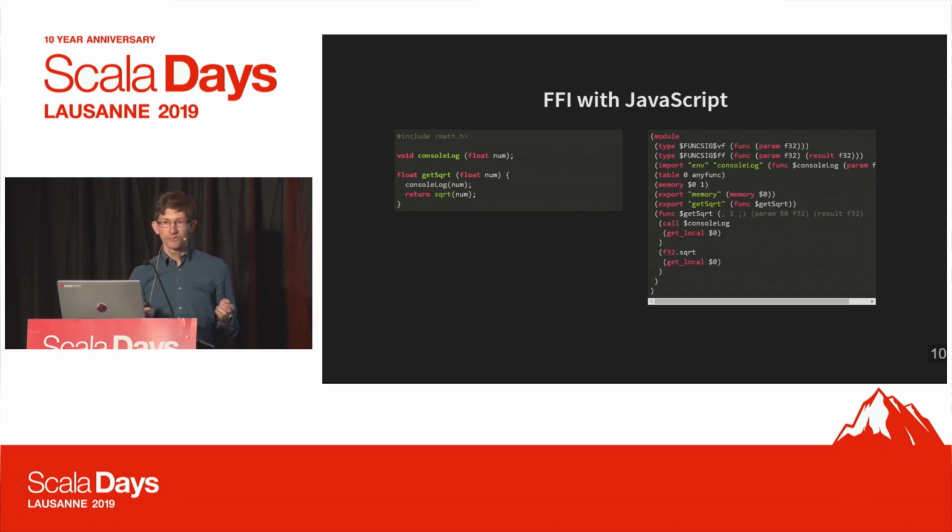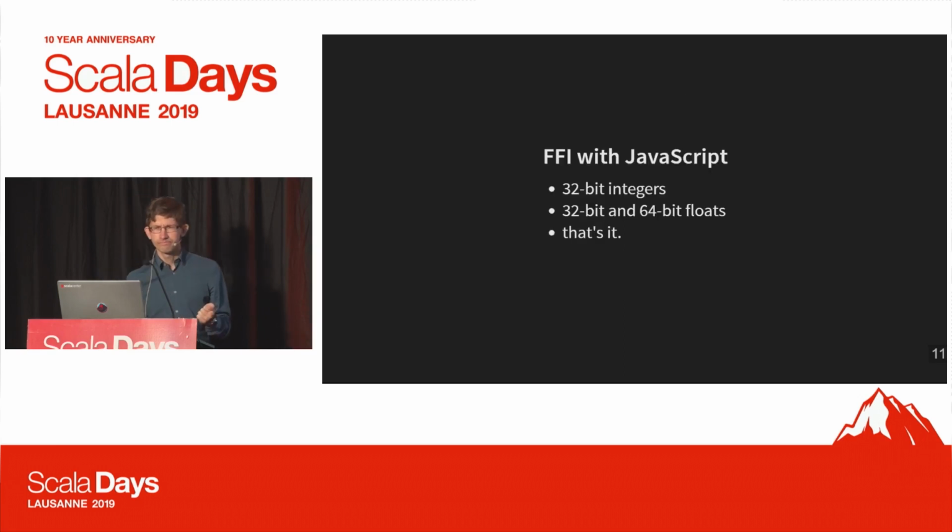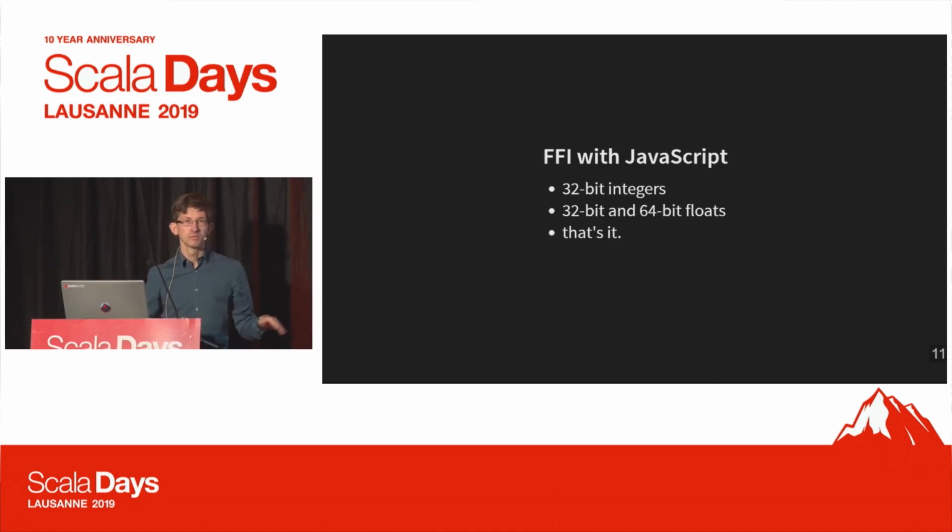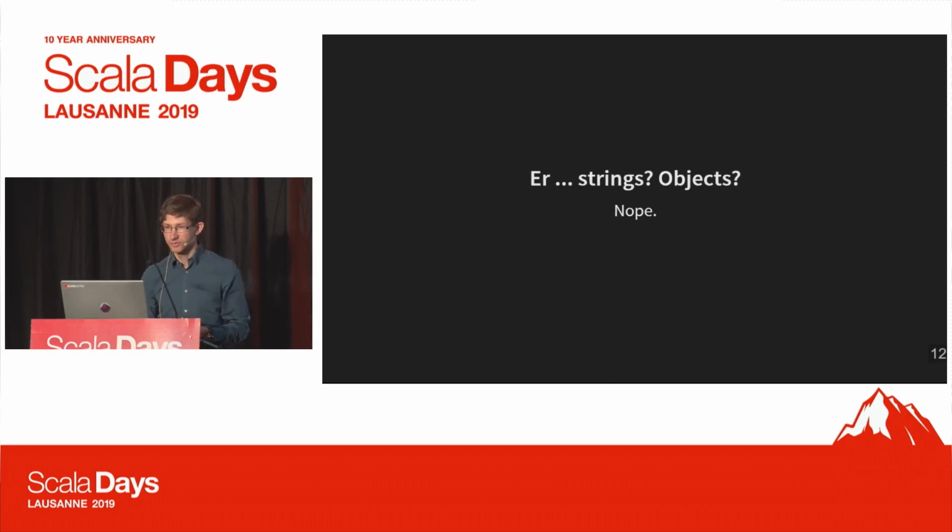So here you can see that we have functions in JavaScript that take floats as parameters and return. Sorry, I probably mixed up. On the left, of course, you have some C code. So it takes floats, it returns floats or void, and that's about all you get. It's numbers, and that's it. So the FFI with JavaScript is really limited to passing 32-bit integers, 32-bit and 64-bit floats, and that's it. Literally, this is the only thing you can give between WebAssembly and JavaScript. So strings, nope. Objects, nope. Higher order functions, definitely not.